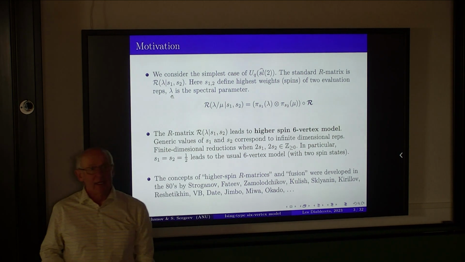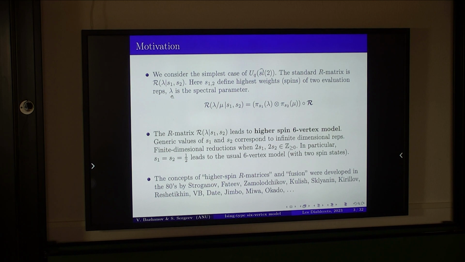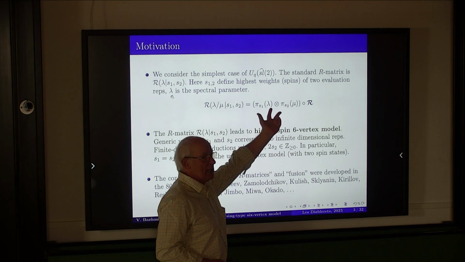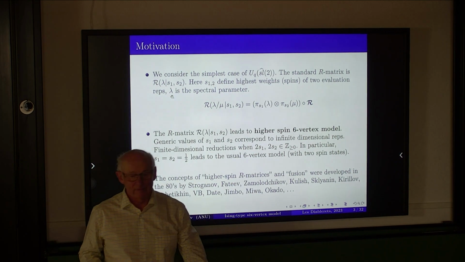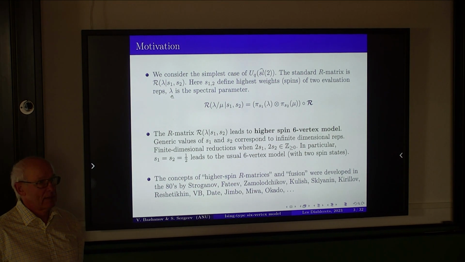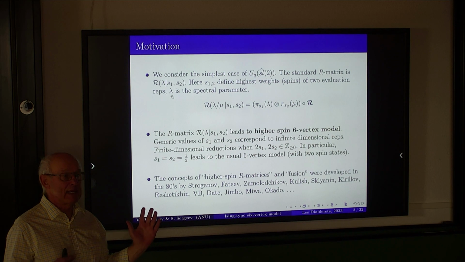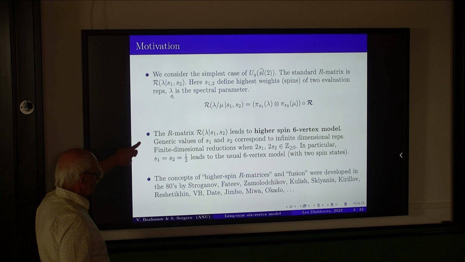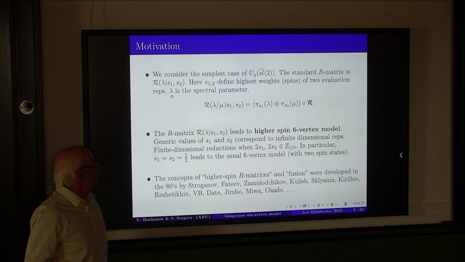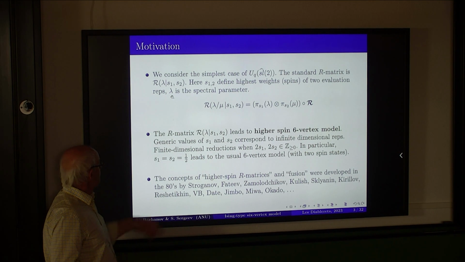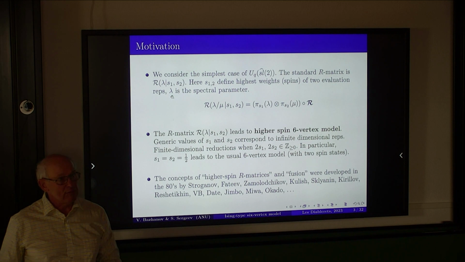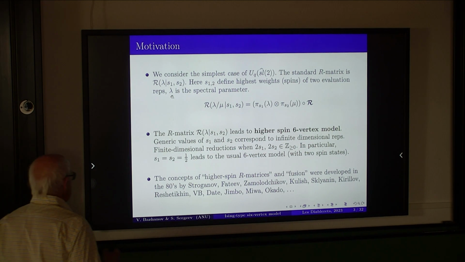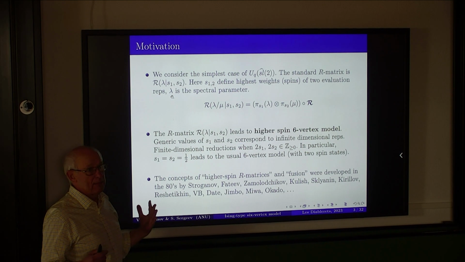You take the universal R matrix and specialize it to this representation. You are considering finite-dimensional representations? Highest weight representations, also infinite-dimensional highest weight. So for generic values of S1 and S2, that corresponds to an infinite-dimensional representation.